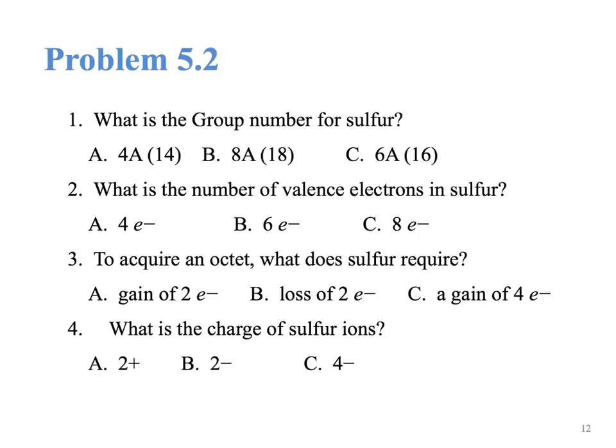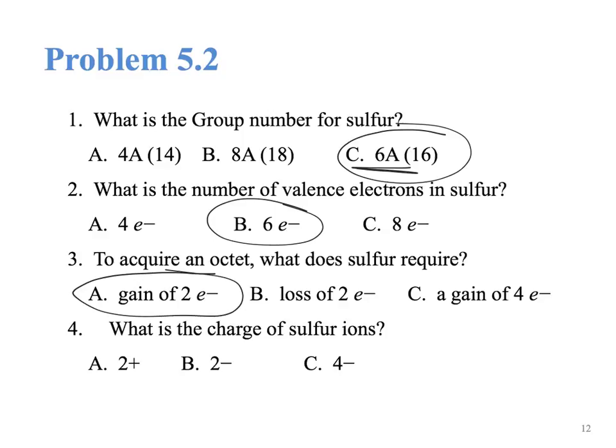So what is the group number for sulfur? Well, sulfur is in the same group as oxygen, so the answer will be this one. What is the number of valence electrons that sulfur has? Because it's in group 6A, it will have 6 electrons. To acquire an octet, what does it require? Well, because it's a non-metal, it will need to gain 2 electrons. And what is the charge then? Because it gained 2 electrons, the charge will be -2.